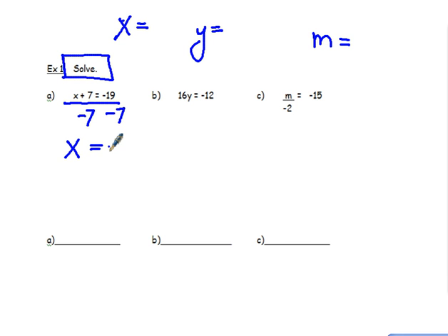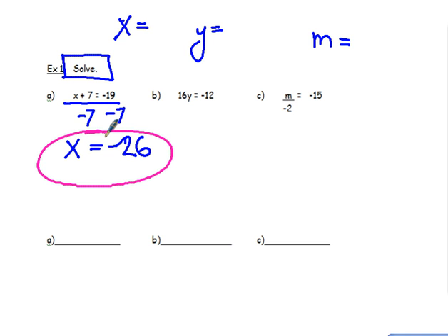So it will be -26. If you are not sure about how to add positive numbers, how to add negative numbers, and all these basics, make sure you ask me in class. We can review that. Okay, so this is the answer we got. We got the value for x, -26.